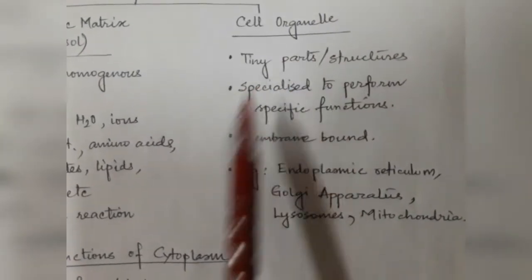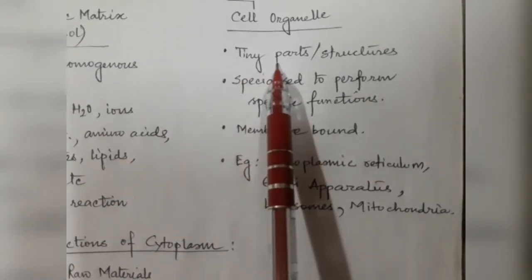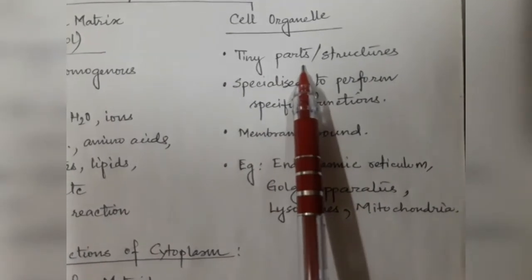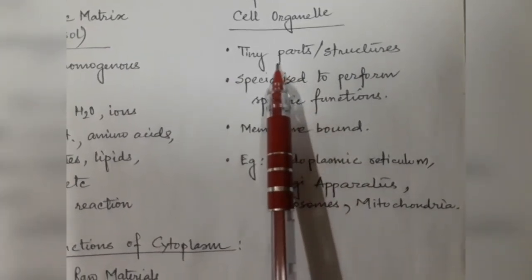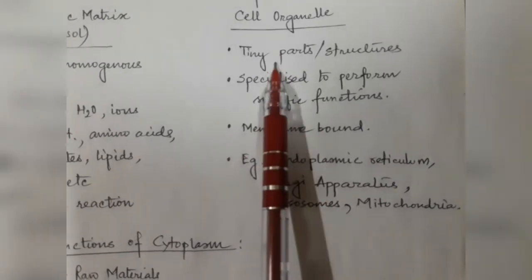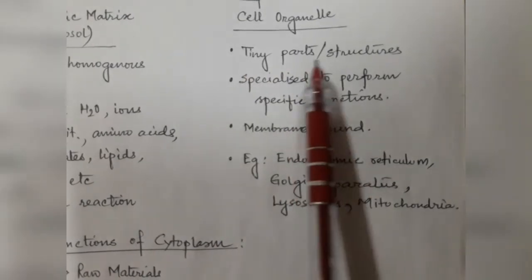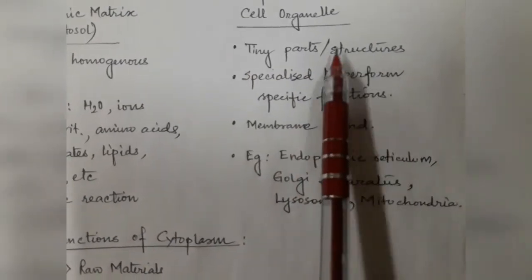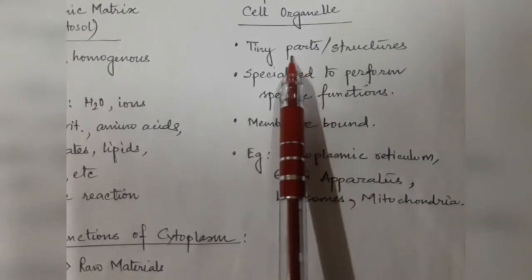Cell organelles are actually ultra microscopic components. That is why I have mentioned here as tiny parts. They are very, very small, and not even a compound microscope can actually help to observe. So they are tiny parts or structures that are present within the cell, right?